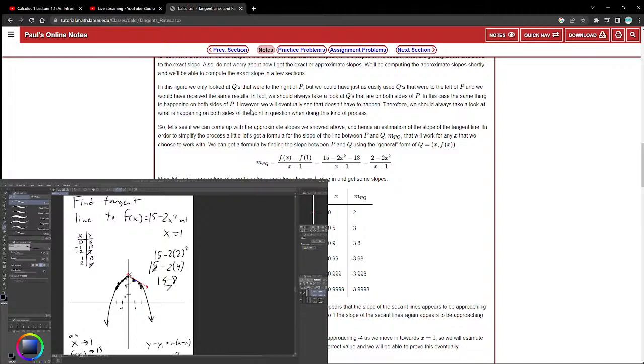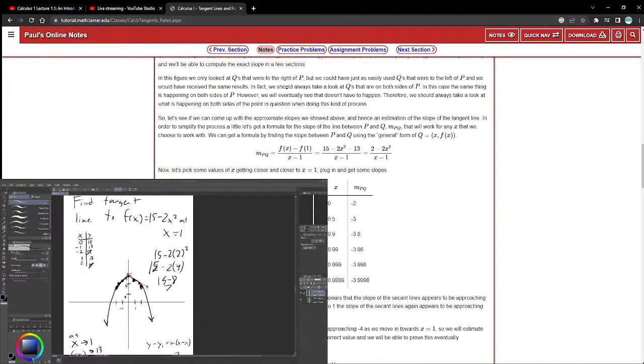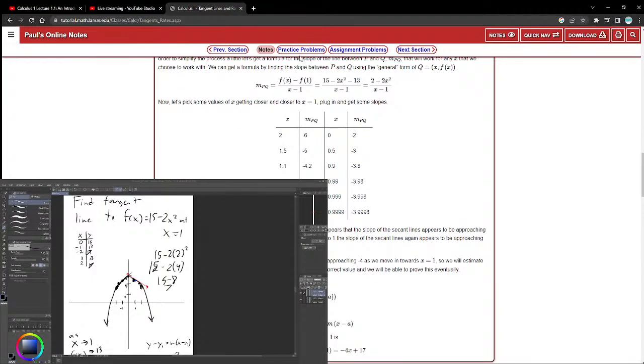In this figure we only looked at q's that were to the right of p, but we could just as easily use q's that were to the left of p, and we would have received the same results. In fact, we should always take a look at the q's that are on both sides of p. In this case, the same thing is happening on both sides of p. However, we will eventually see that this doesn't have to happen. Therefore, we should always take a look at what is happening on both sides of the point in question when doing this kind of process.